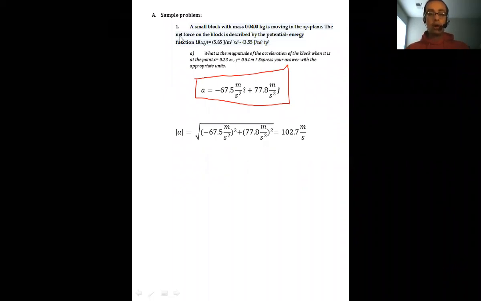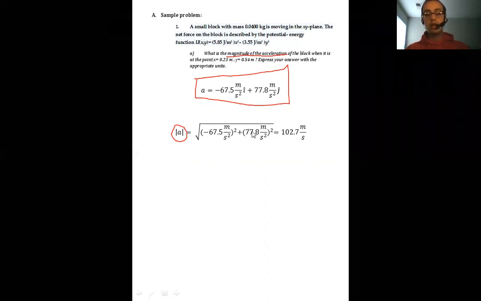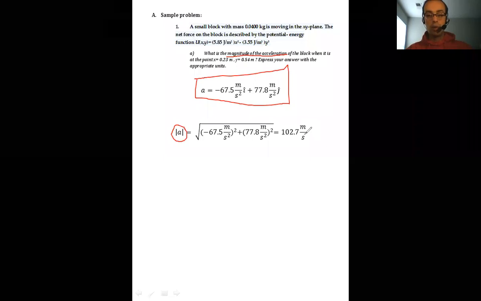We are asked for the magnitude of the acceleration. So to find that magnitude, we just use what we've done before to find the magnitudes of vectors. So we have the x component squared plus the y component squared. We take the square root of this sum, and we find that the magnitude of acceleration is 102.7 meters per second squared. Sorry, there should be a squared sign here. So there's our answer for part A.